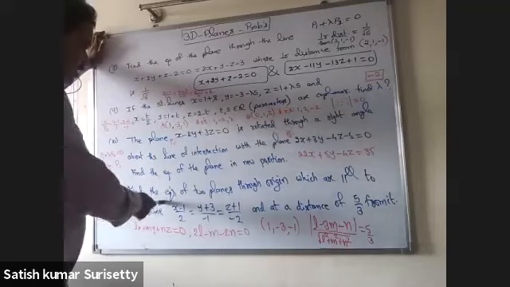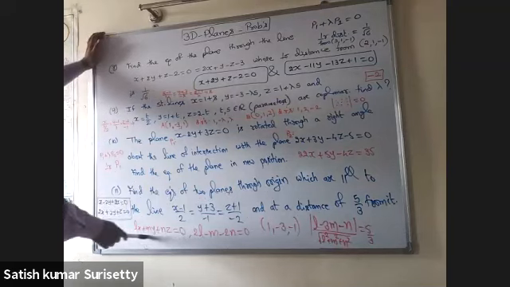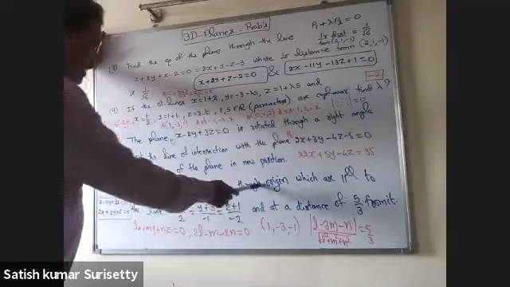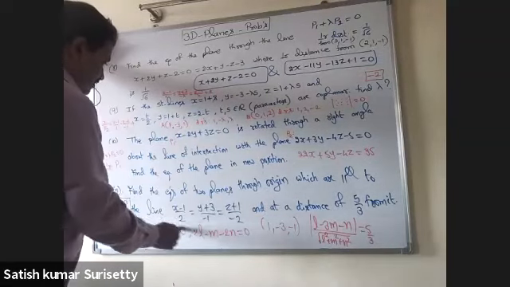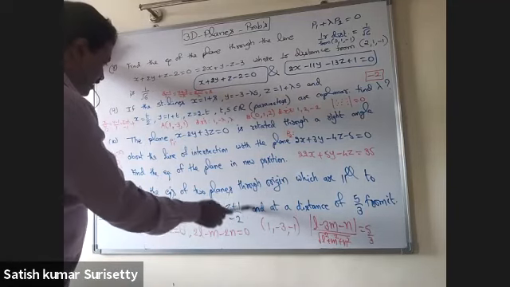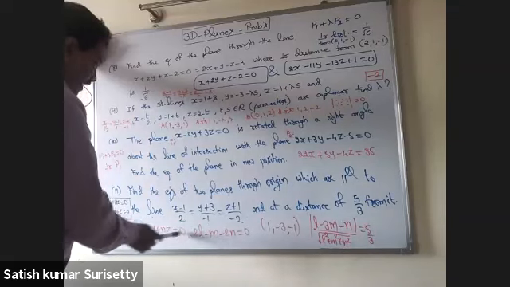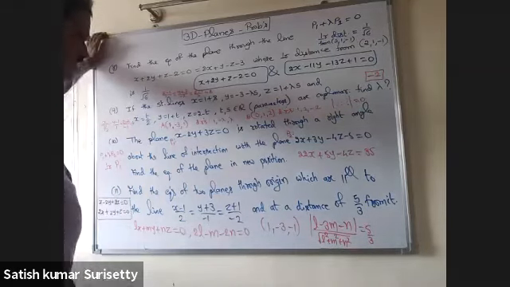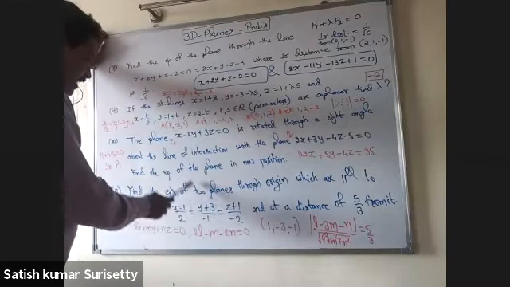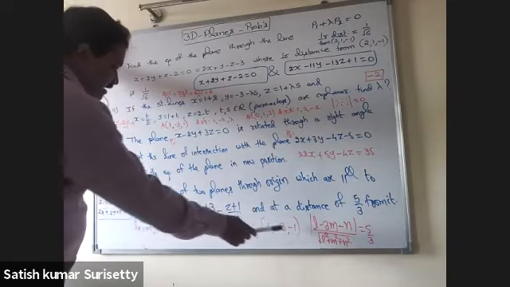So in the 11th problem, because the plane is passing through the origin, we can take the equation of the plane passing through the origin as Lx plus My plus Nz equal to 0. Now this plane is parallel to this line. That is, when a plane is parallel to the line, the direction ratios of the line are perpendicular to the normal vector of the plane. That means 2l minus m minus 2n equal to 0. Also at a distance of 5/3 from it. Because the line and the plane are parallel, you can take a specific point on the line (1, minus 1, minus 1).